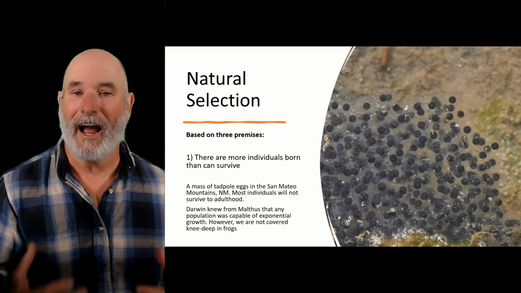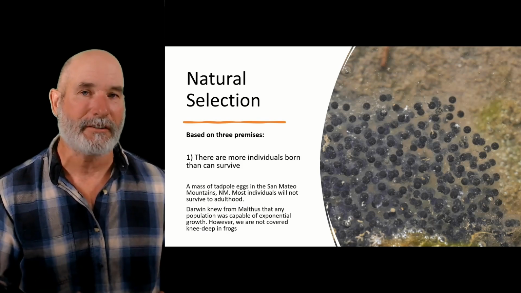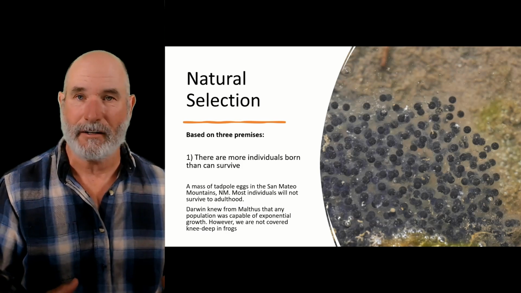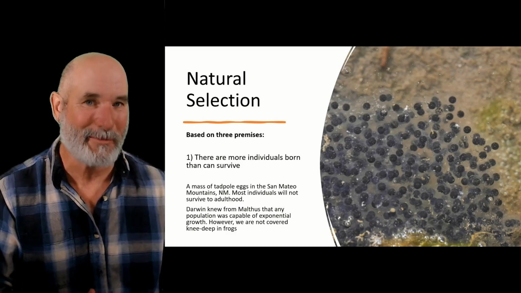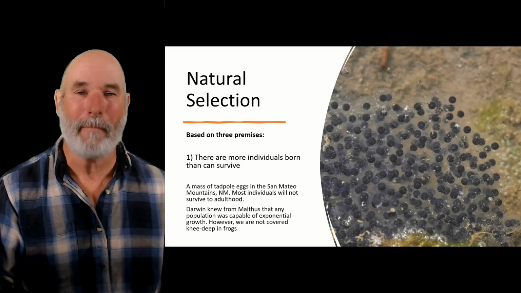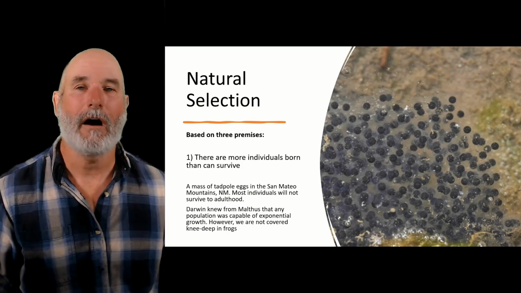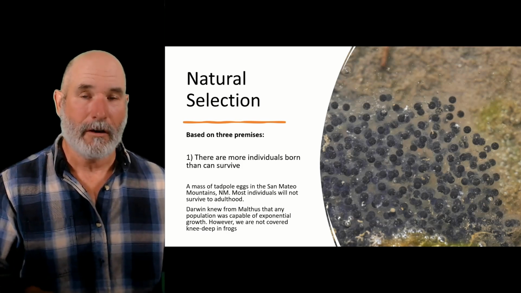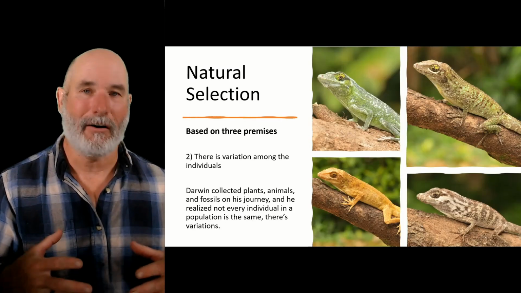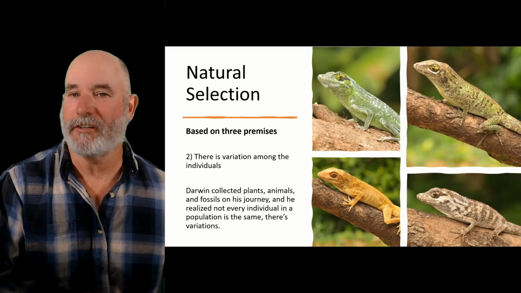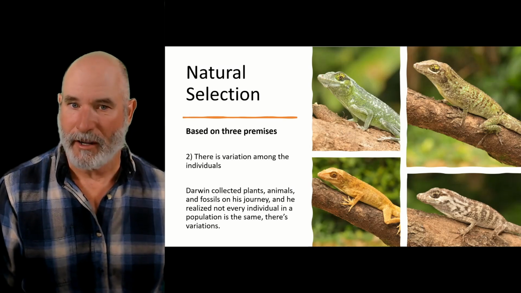But if you think about this, there are more individuals born into a population than can survive. And Darwin got this insight from Malthus, who realized, in the 1800s, when the human population reached 1 billion for the first time in our history, that all populations were capable of exponential growth, but yet we're not run over by flies.